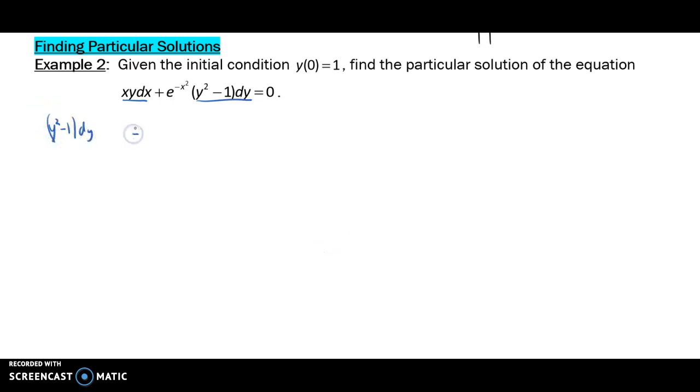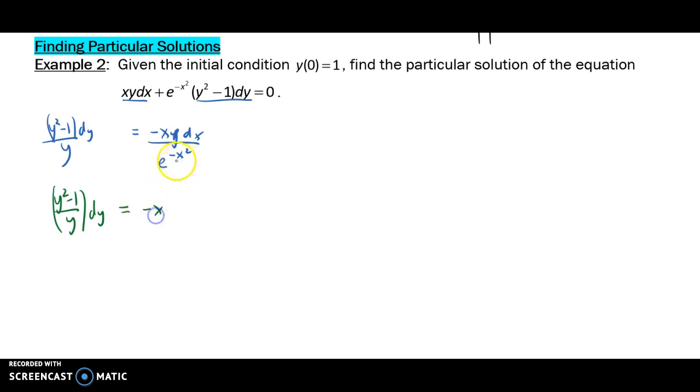To get the dx to the right, we're going to have to subtract xy dx. And this e to the negative x squared was multiplied by this whole dy, so we're going to have to divide by e to the negative x squared to get it off the left side. Also divide by y to get it off the right side. So just cleaning this up a little bit, we have y squared minus 1 over y dy equals negative x dx. So you can simplify that a little bit.